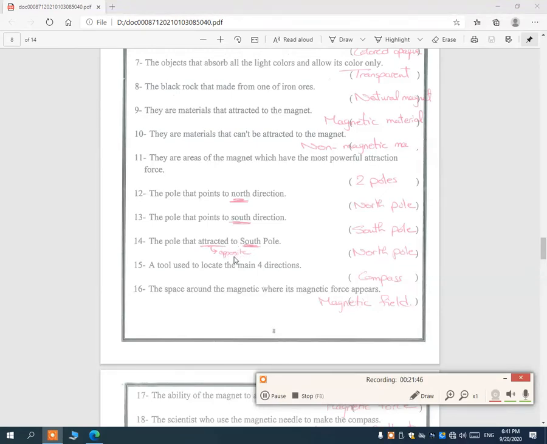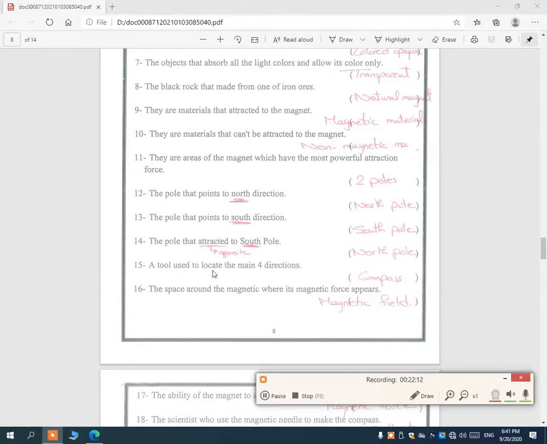What is the opposite of south? North. So when you see attracted to the south pole, in your mind you know that attracted means opposite. So the opposite of south is north.